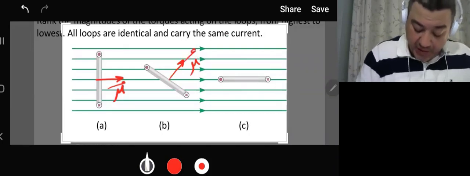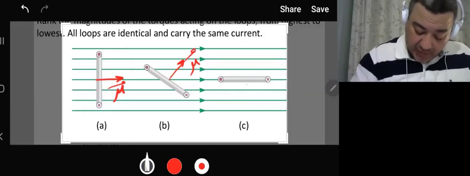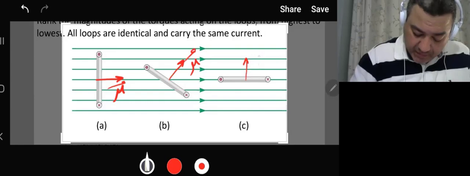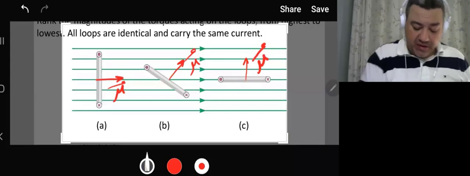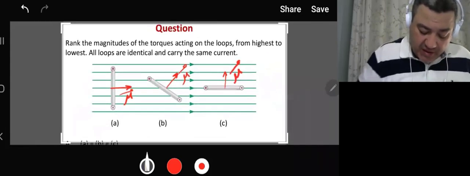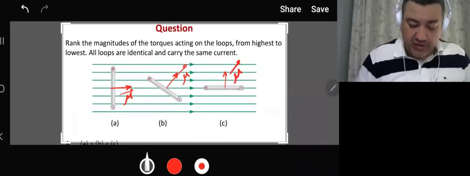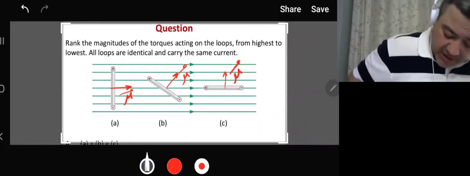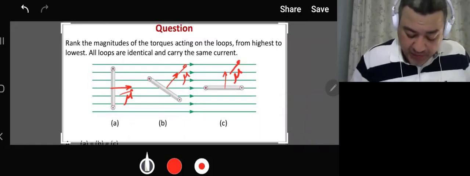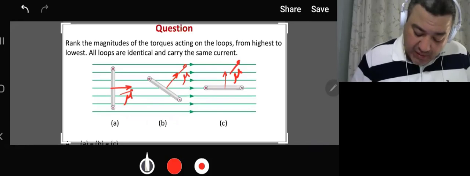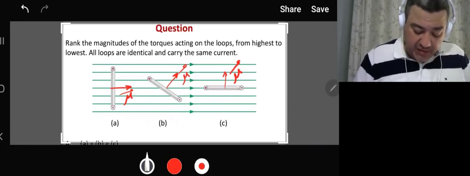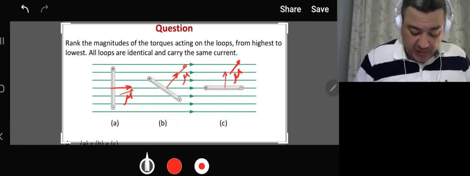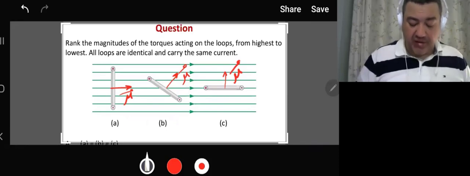The magnetic dipole moment is pointing this way, and here the magnetic dipole moment is pointing this way. The question is asking, rank the magnitudes of the torques acting on the loop from highest to lowest. All loops are identical and carry the same current.